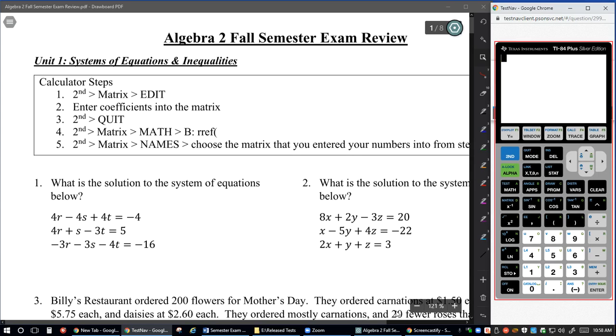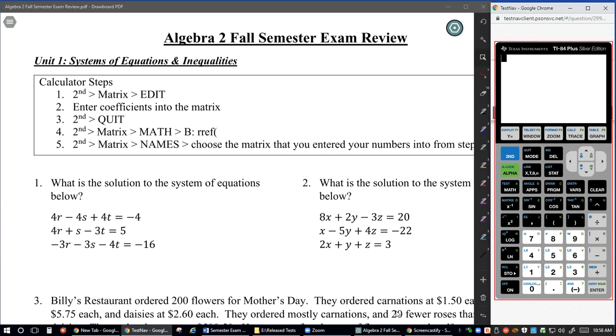Algebra 2 Fall Semester Exam Review. So this is the review for Unit 1 of the semester exam. So Unit 1 is solving systems of equations and inequalities.